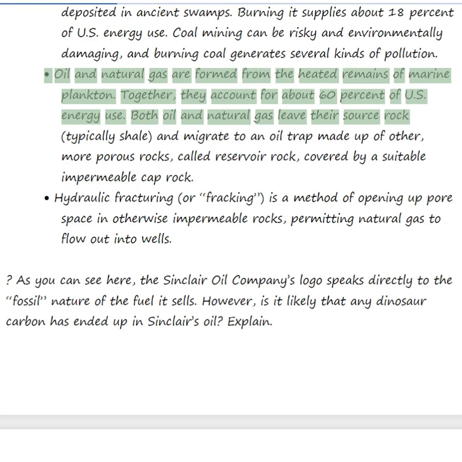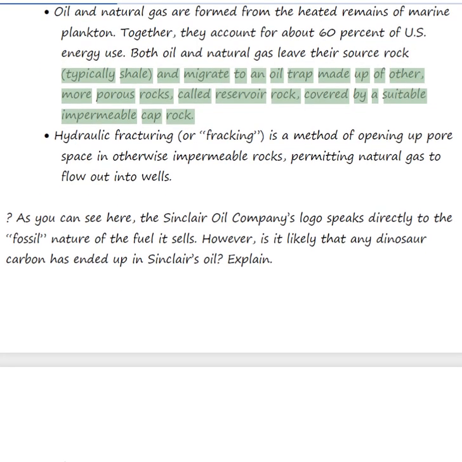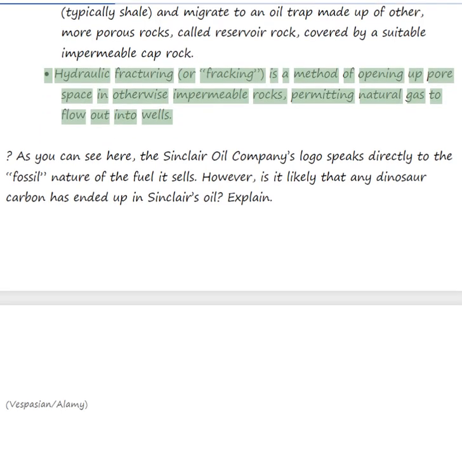Both oil and natural gas leave their source rock and migrate to an oil trap made up of other, more porous rocks, called reservoir rock, covered by a suitable impermeable cap rock. Hydraulic fracturing is a method of opening up pore space in otherwise impermeable rocks, permitting natural gas to flow out into wells.